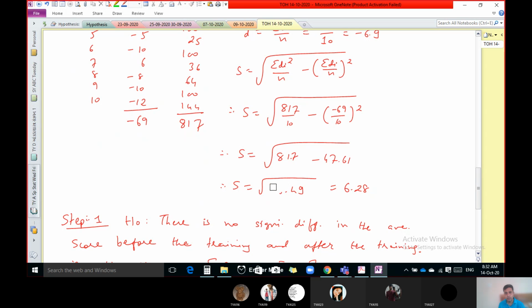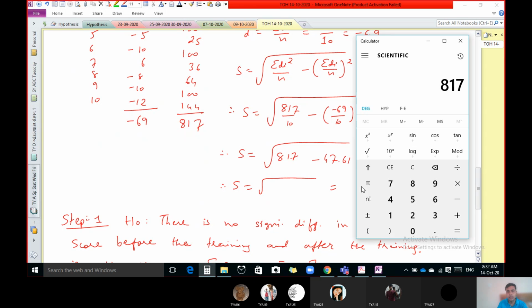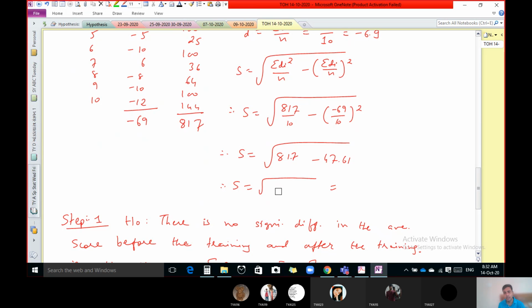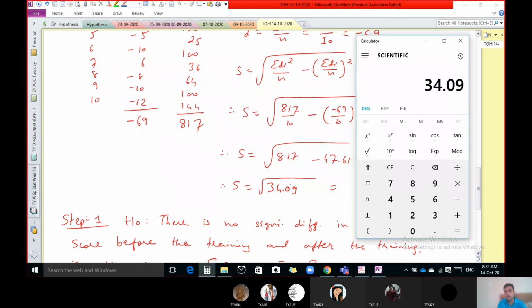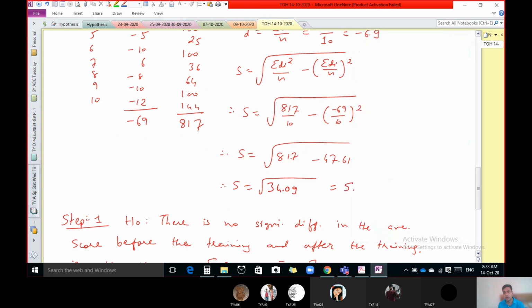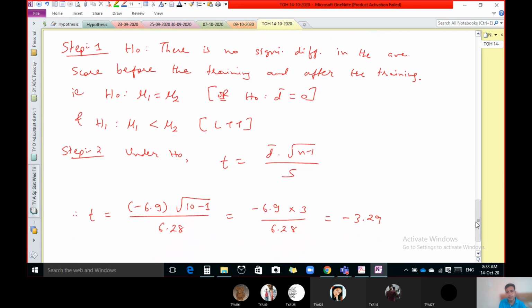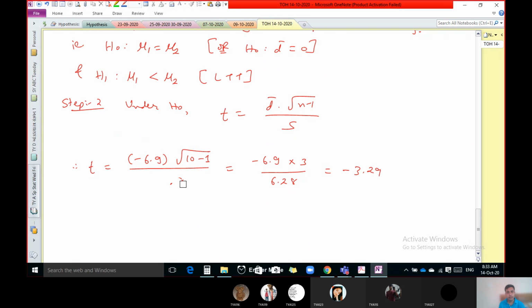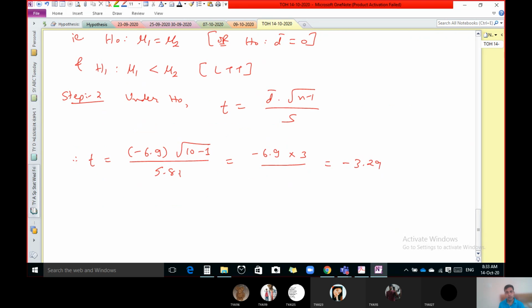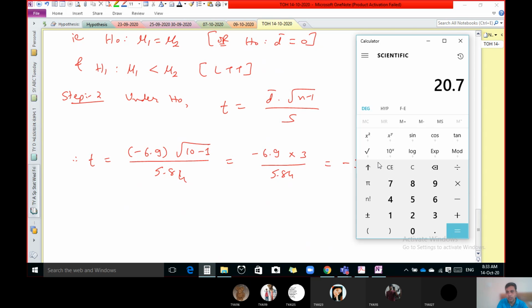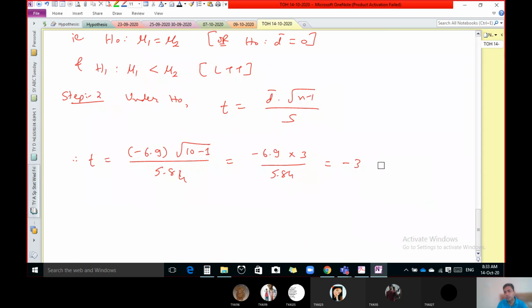So 81.7 minus 47.61 is 34.09, and its root is 5.84. That was the same as before. It was 5.84. So the answer was coming different, right? 6.9 into 3 divided by 5.84. 3.54 was coming earlier too. Check this, so d bar is correct.